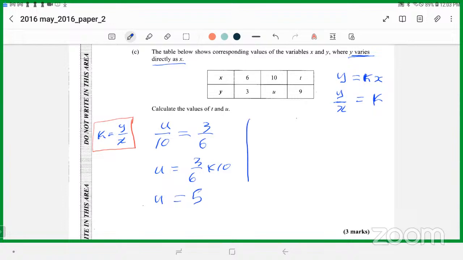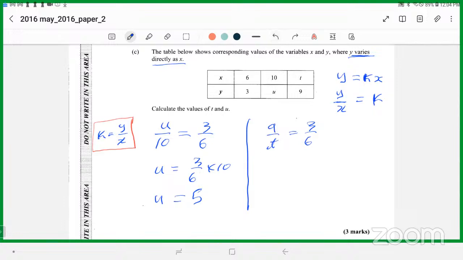It is the same thing on this pair. So this y value over this x value equals this y value over this x value. So we can set that up again. So the 9 over the t, that's this y value over this x value, is equal to this y value over this x value, again, which is the same 3 over 6. And you're trying to make t the subject.